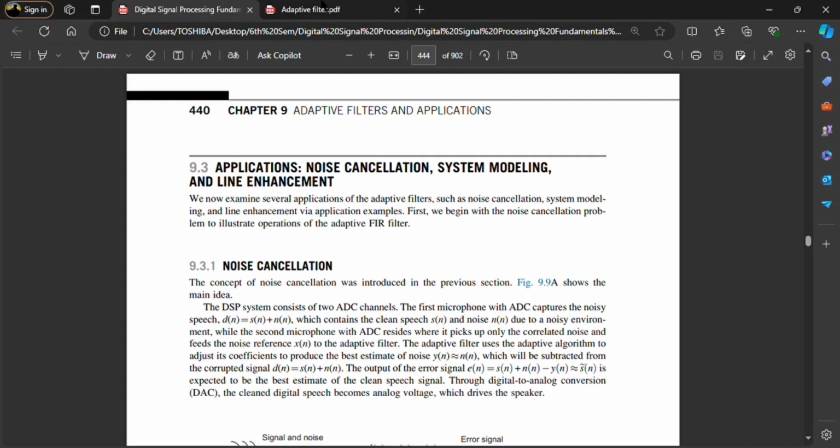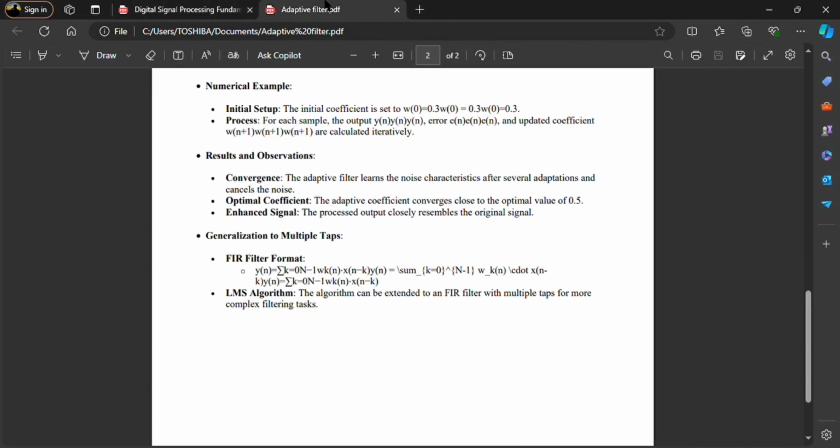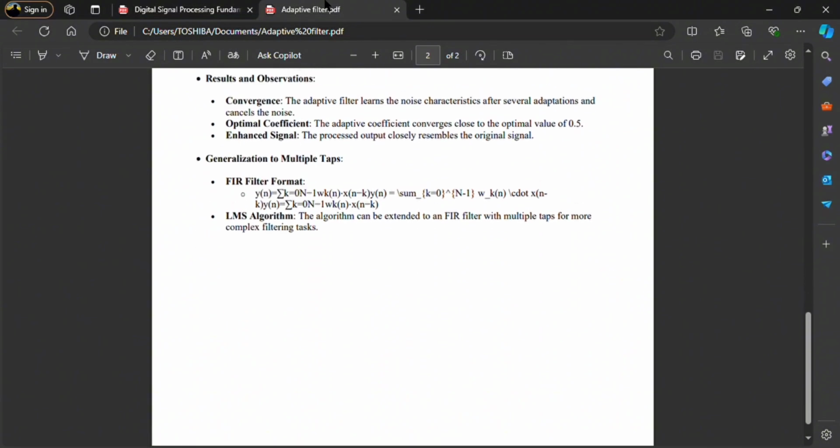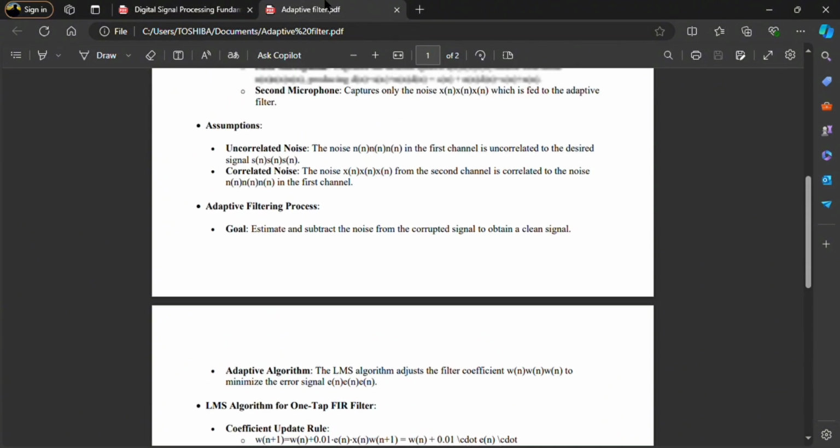Here we all discussed in the PDF. We are discussed in the PDF.